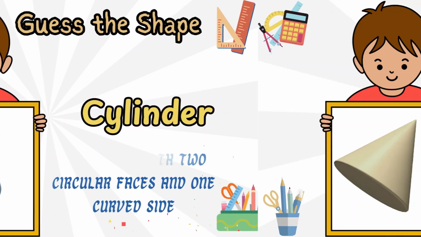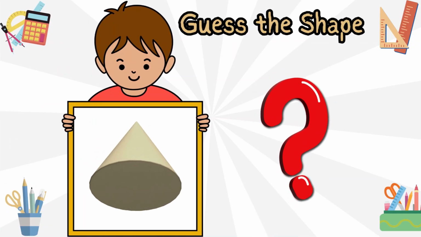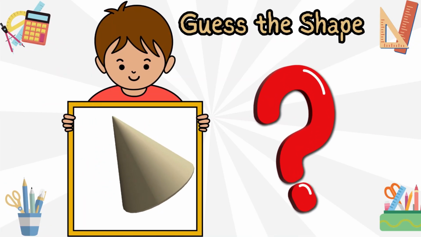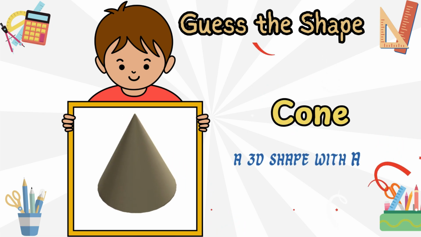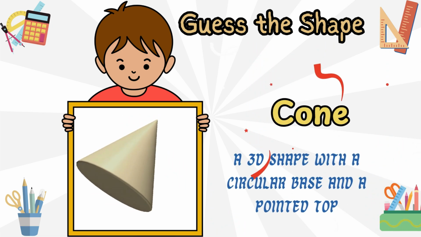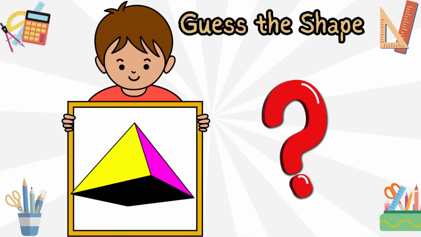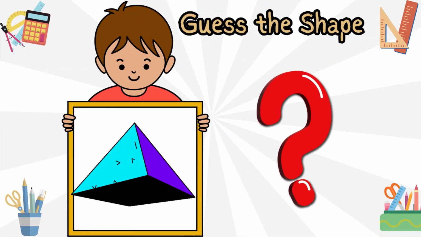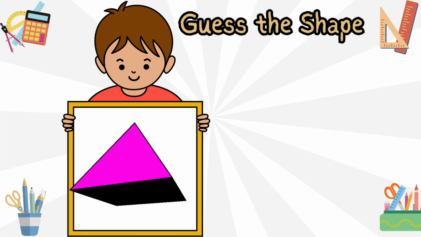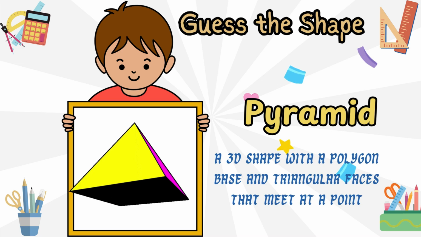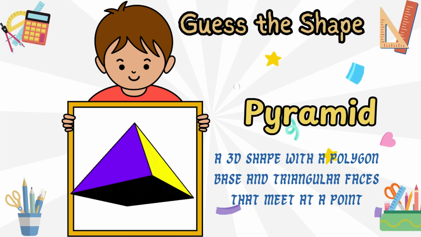Let's see another one. Cone. 3D shape with a circular base and a pointed top. How about this? Pyramid. 3D shape with a polygon base and triangular faces that meet at a point.